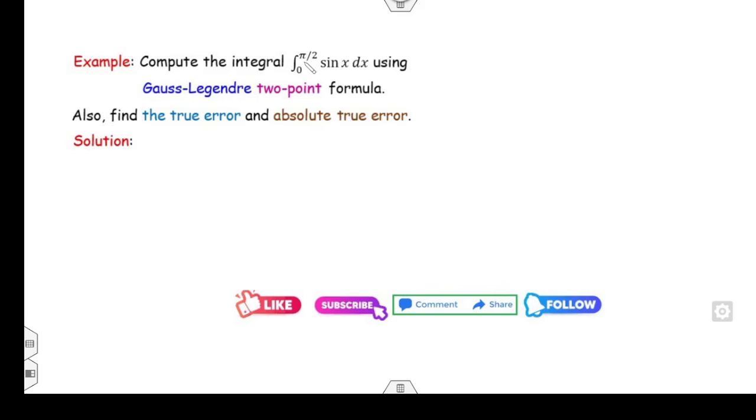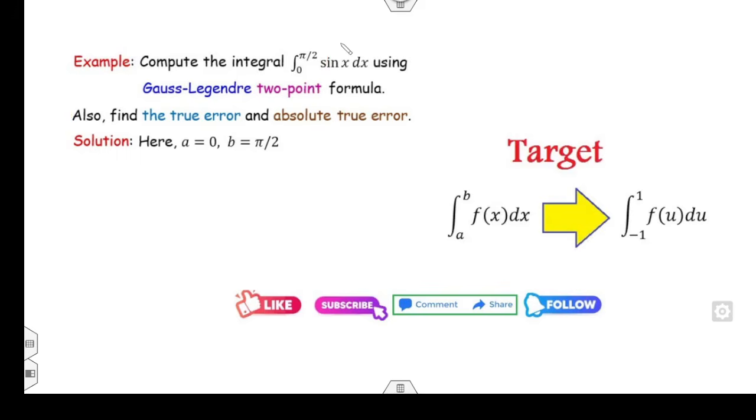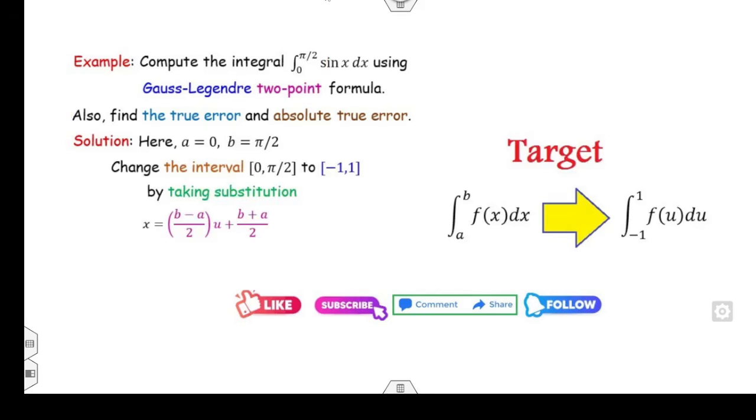Compute the integral from 0 to pi by 2 by using the Gauss 2-point formula. Also find its true error and the absolute error. First of all, I can convert the domain a comma b to -1 comma 1 by using the substitution b minus a over 2 and b plus a over 2. What is b minus a over 2? It is pi over 4, and b plus a over 2 is pi over 4. Therefore, the dx will be pi over 4 into du.